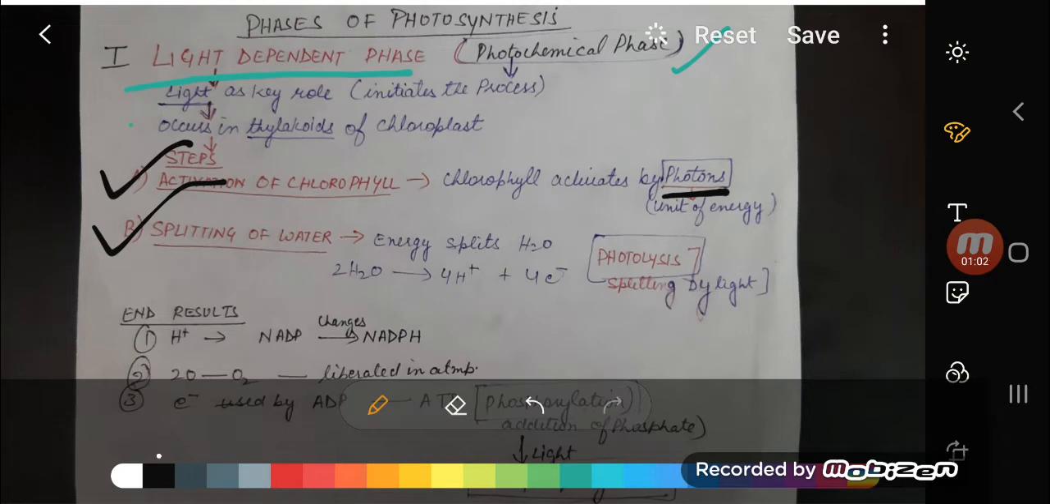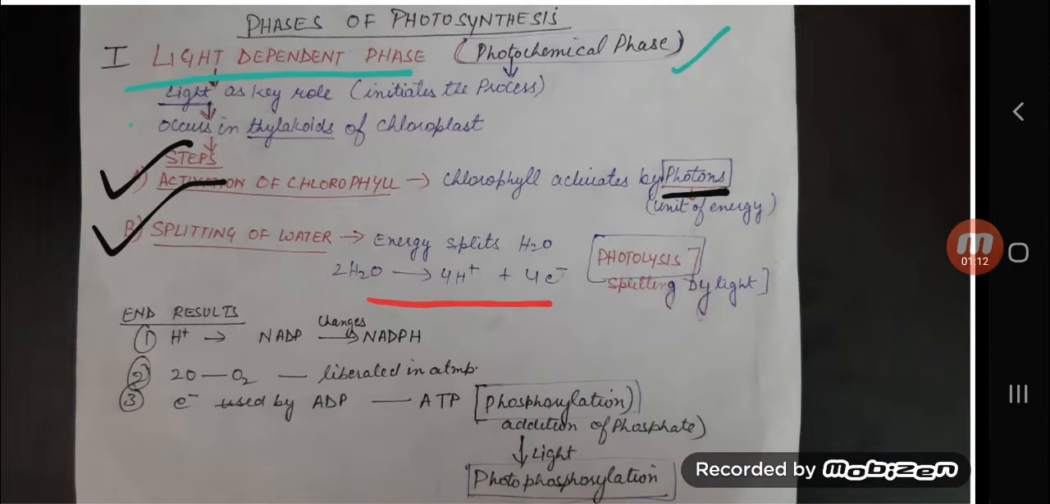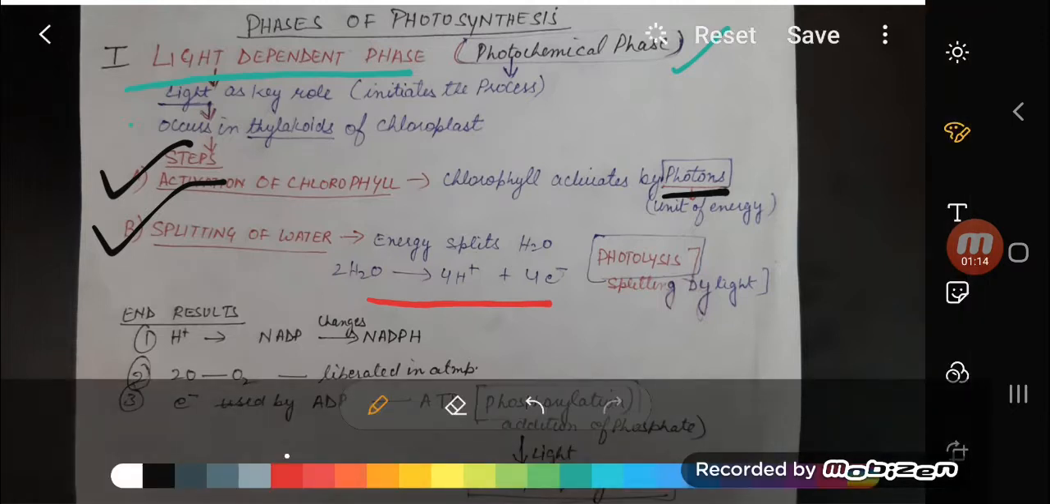Now the energy splits the water molecule into two components, that is hydrogen and the electrons, photoelectrons. And this process, that is splitting of water, is called photolysis. Now the end results of this phase, we get the products as hydrogen, electrons and oxygen.